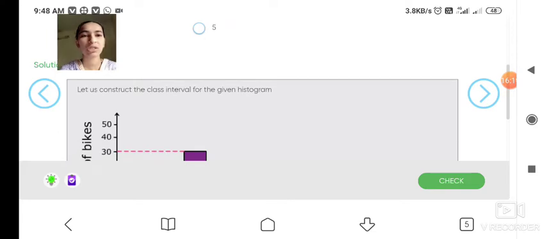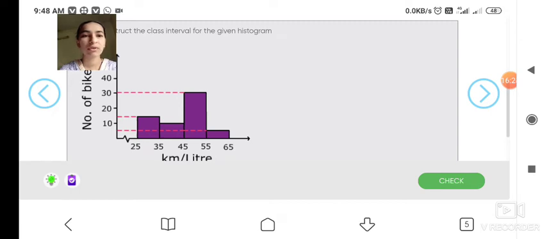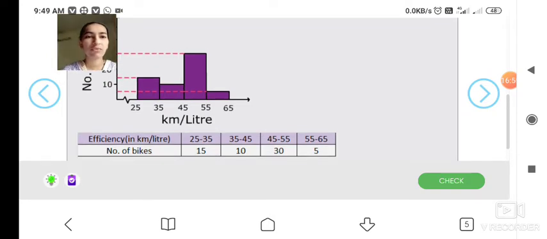Yes, now let us construct the class interval for the given histogram. This is the number having 55, how many are there? 5, then 15 having 25 to 35. Yes, like this, and the highest is 30. So kilometers per liter. Now the efficiency is this: the number of bikes is 15 and the efficiency in kilometers per liter is 25 to 30. 15 are there, then 35 to 45, 10 are there, 45 to 55, you can see there are 30, and 55 to 65 there are only 5.